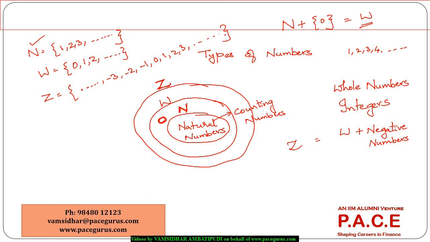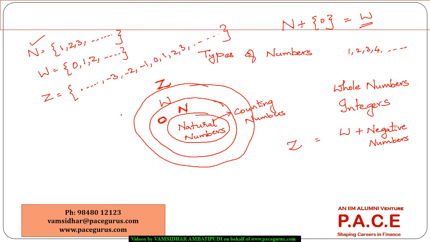So natural numbers, whole numbers, all of them are a part of the integers. Even 0 is a kind of integer. But it is not positive or negative, whereas all other numbers are either positive or negative. So right now we can talk about this kind of classification of the numbers.